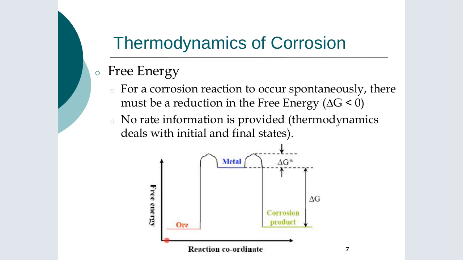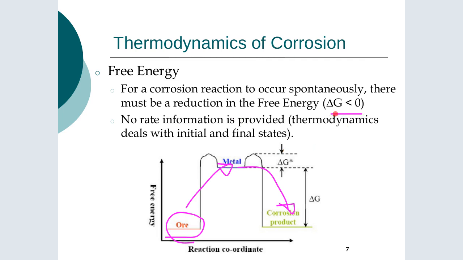So if we look at this slide here, we have a timeline where on our reaction coordinate down here, we've got the ore state, and we put in a lot of energy to bring it up to the metallic state, which we're going to use. And then we have it in service, and there's a tendency for that to revert back to a corrosion product. So it's minimizing the energy. So for a corrosion reaction to occur spontaneously, there must be a reduction in the free energy.